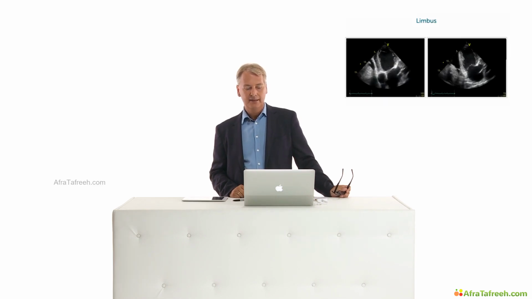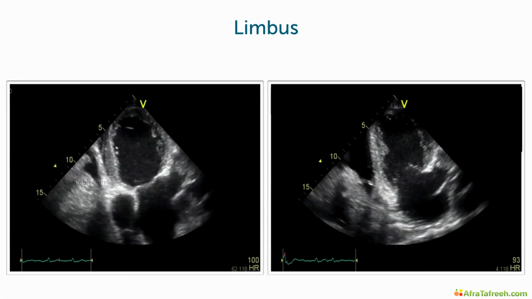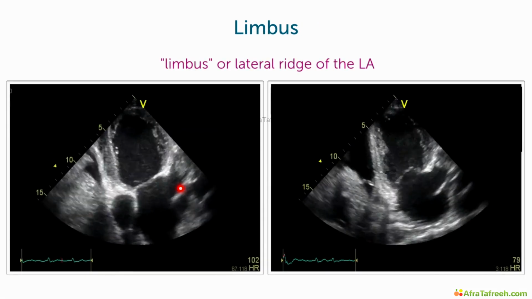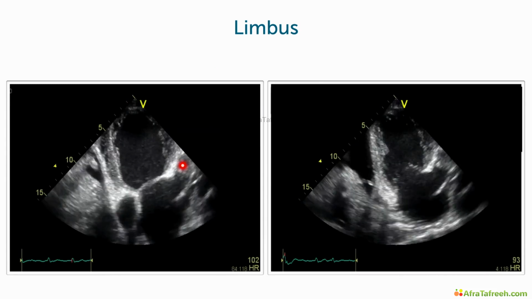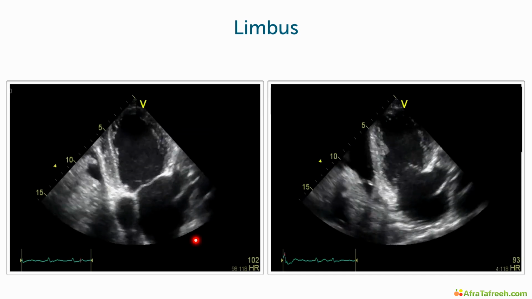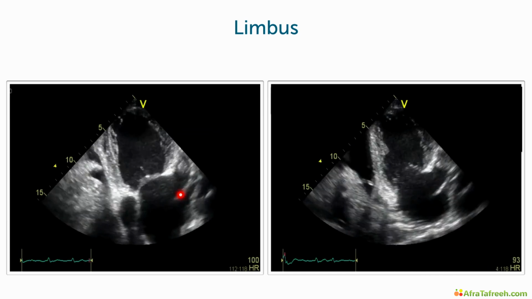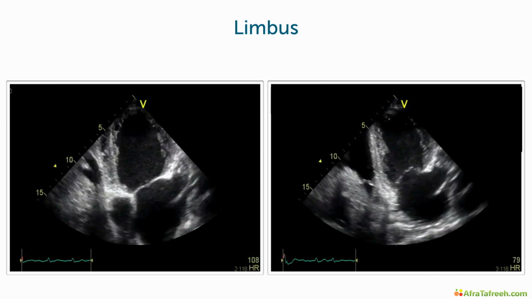But now let's turn to a pathology that is actually easier to see in a transesophageal echo, as you will see later. It is the so-called limbus. What is the limbus? It's a ridge that separates the left atrial appendage, which is right here, with a thrombus inside, from the left upper pulmonary vein, which is located right here.